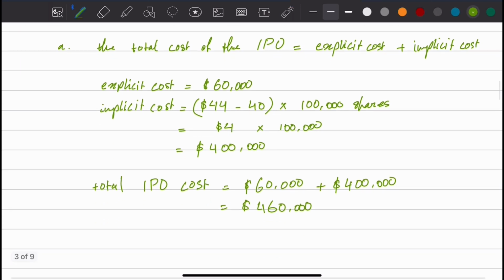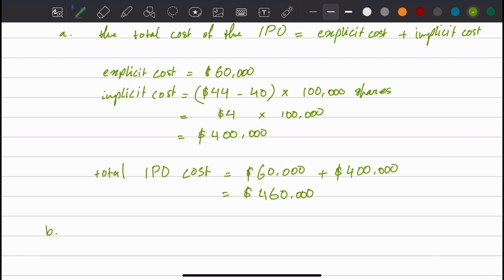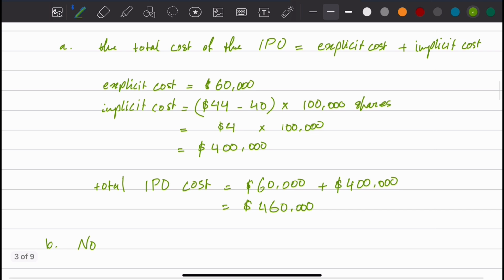You could just write down no, but it's also important to understand why the answer is no. The answer is no because this price difference that occurred from underpricing the stock is an opportunity cost. It's not really an explicit cost. It does not really go directly to the underwriters.